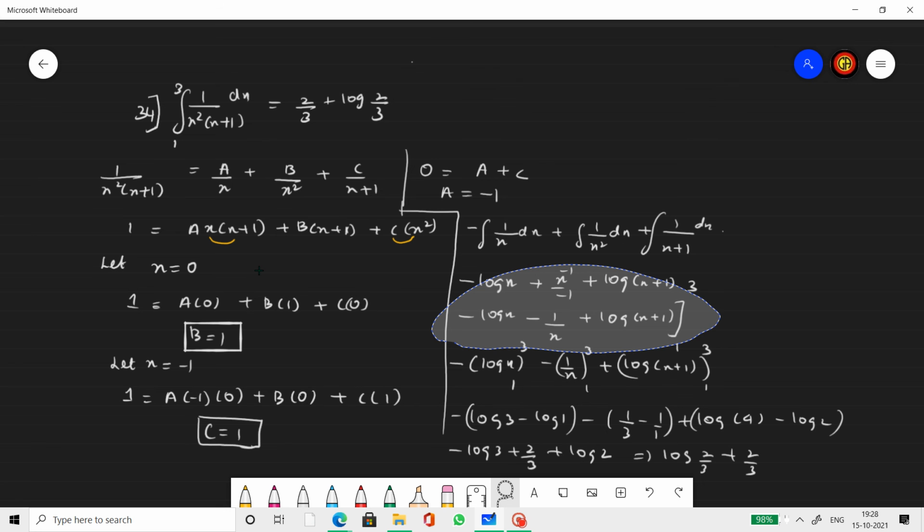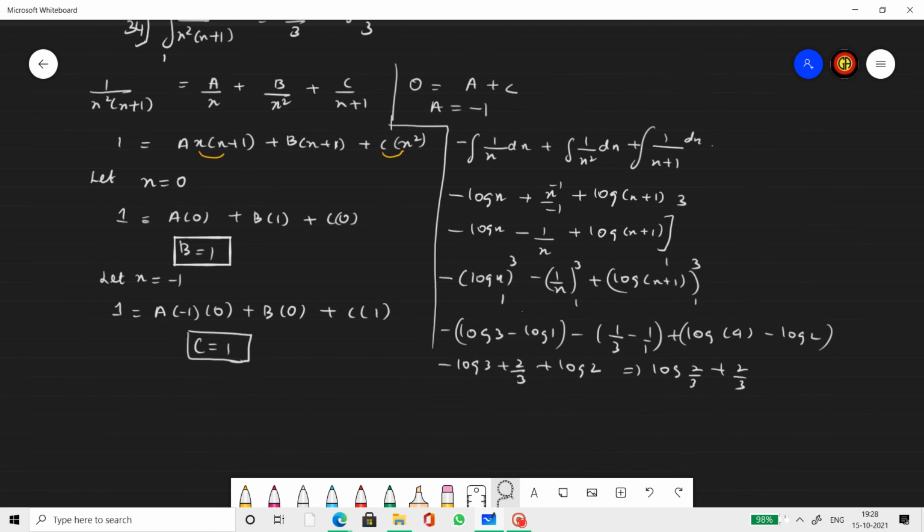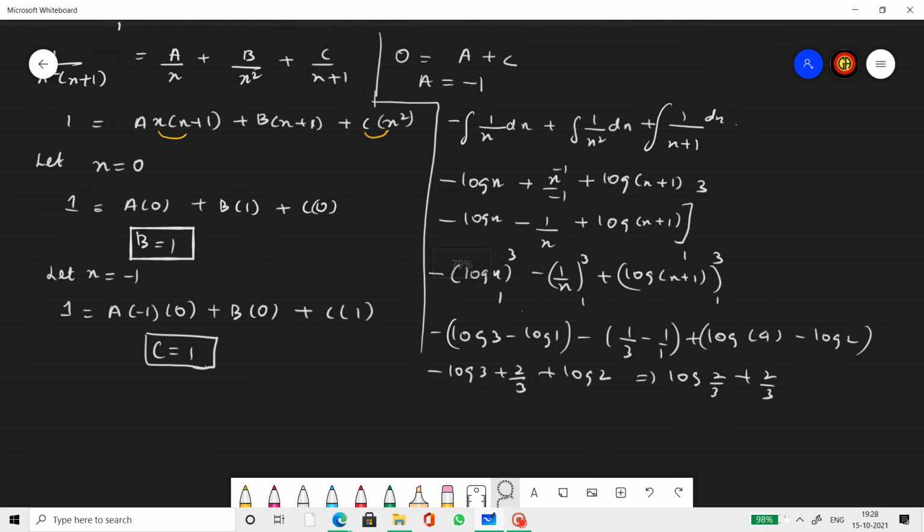So it's minus log x minus 1 by x plus log of x plus 1 is the answer which I am getting. Now applying upper and lower limit for each term rather than doing it for all the terms at a time. So I'm separating the limit for each and every term as you see here. For each and every term the upper and lower limit is applied separately. Simplify it, you'll get the answer.